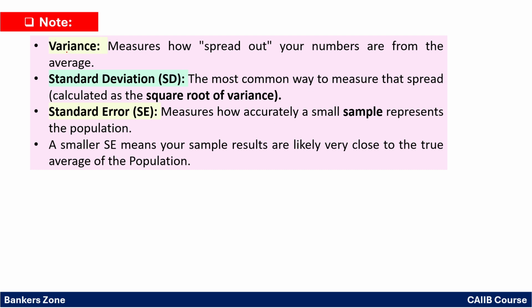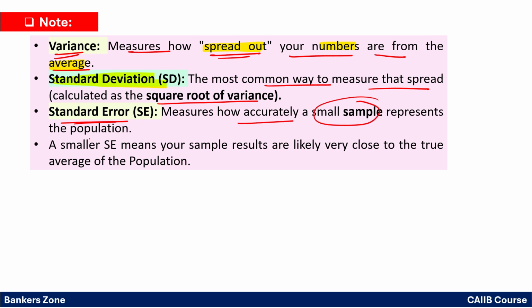Now, what is variance? Simply, variance is how spread out your numbers are from the average. Means what? It measures the spread of the numbers from the average. That means from the mean, from the average, how the data numbers are spread. What is standard deviation? Simply, it is the most common way to measure the spread. That is nothing but the square root of variance. What is standard error? It measures how accurately the small sample represents the population. So how your sample is representing the population is given by the standard error. If the error is more, there is less representation. So a smaller standard error obviously means your sample's results are likely to be very close to the average of the population.